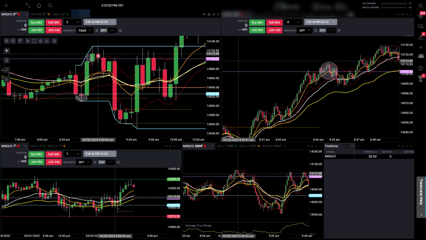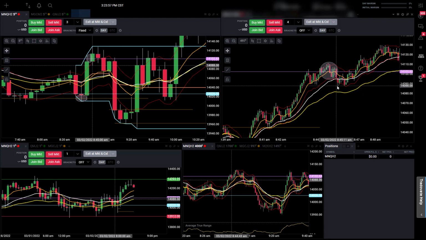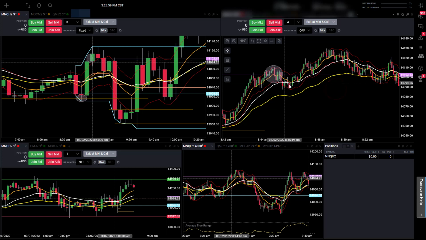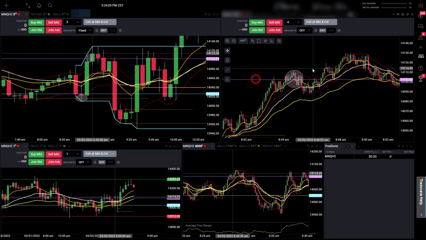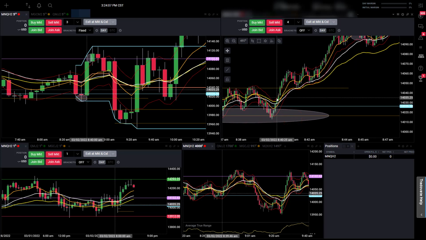Now, if we look at the 5-minute here, we see that it comes back and tests the momentum indicators. It never gets to the RDA. It comes up here. So if you were trading this correctly, you would have had three positions. So let's say you just did 3. So you entered here.